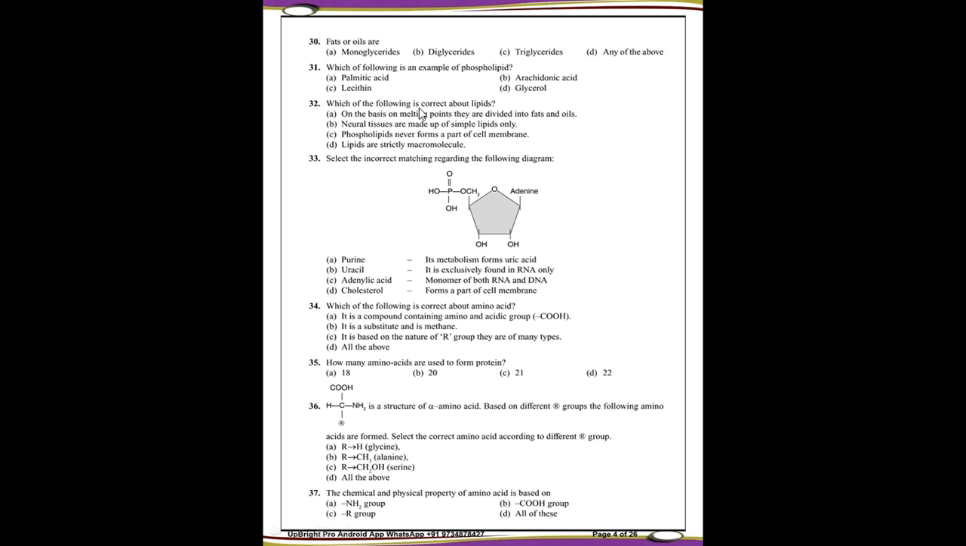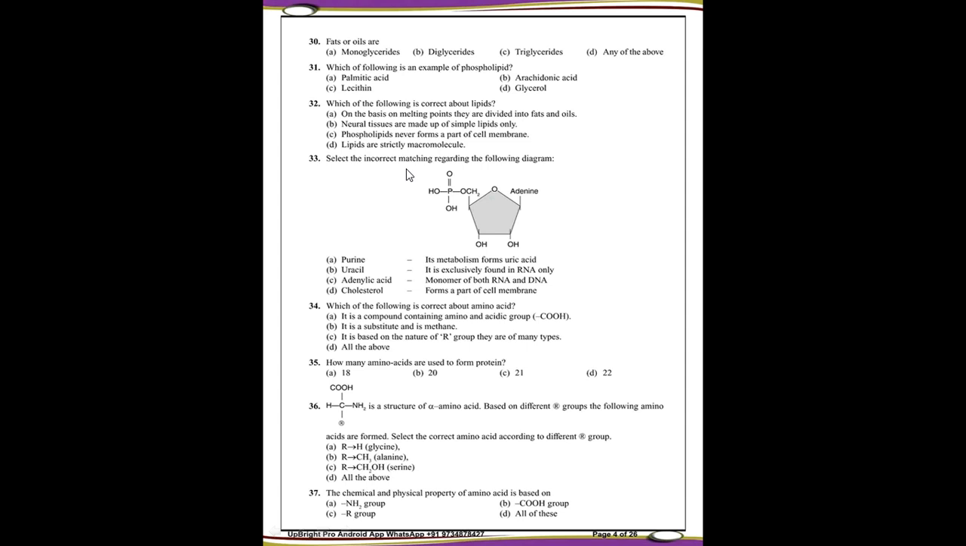32. Which of the following is correct about lipids? So which of these is correct about lipids? Okay, on the basis of melting point, they are divided into fats and oils. Okay, this one is true. Neural tissues are made up of simple lipids only. No. Phospholipids never form part of the cell membrane. No. So the answer is A. 32, the answer is A. So we can divide lipids into fats and oils based on their melting point. Fats tend to have a higher melting point, and oils have a very low melting point because they are mostly liquid at room temperature.